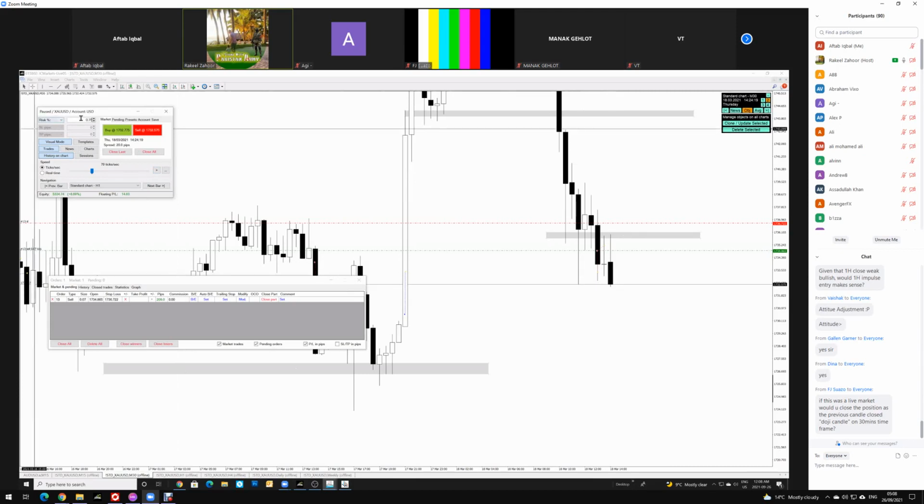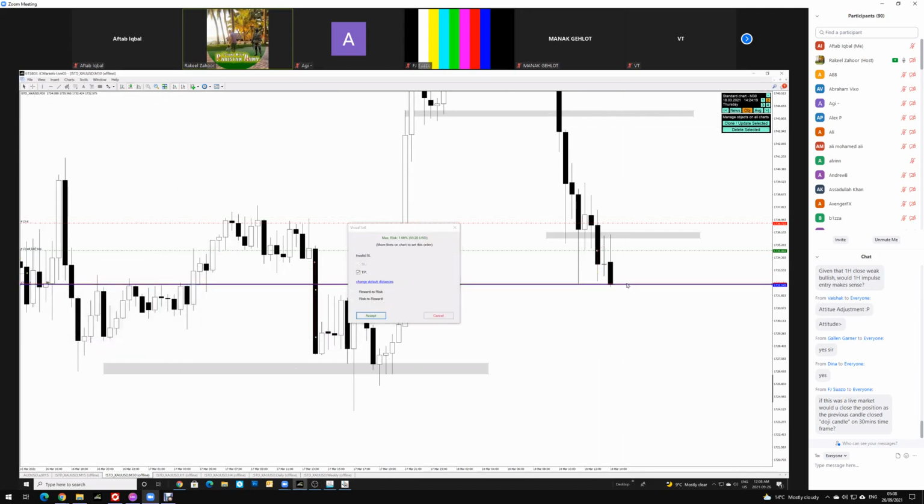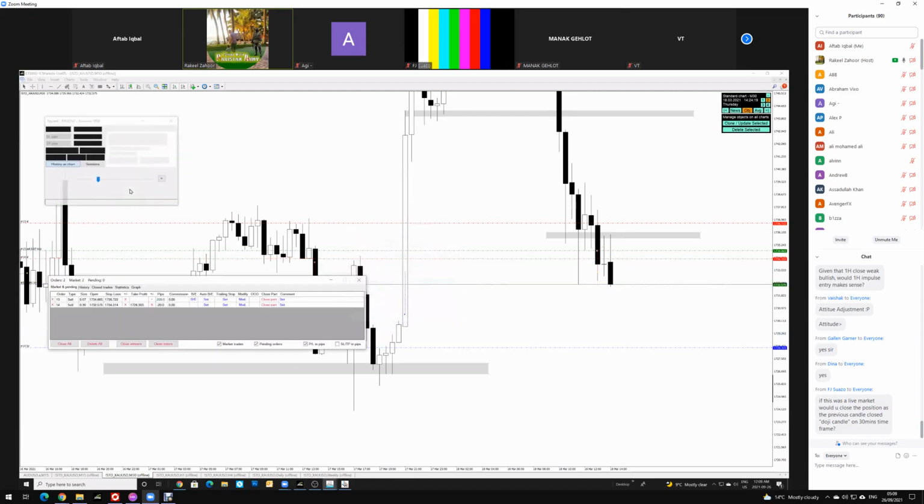Let's pump up the risk over here. Let's add 1%. Stop loss is gonna be obviously within this range over here. We're looking at price to continue on moving bearish at this point.